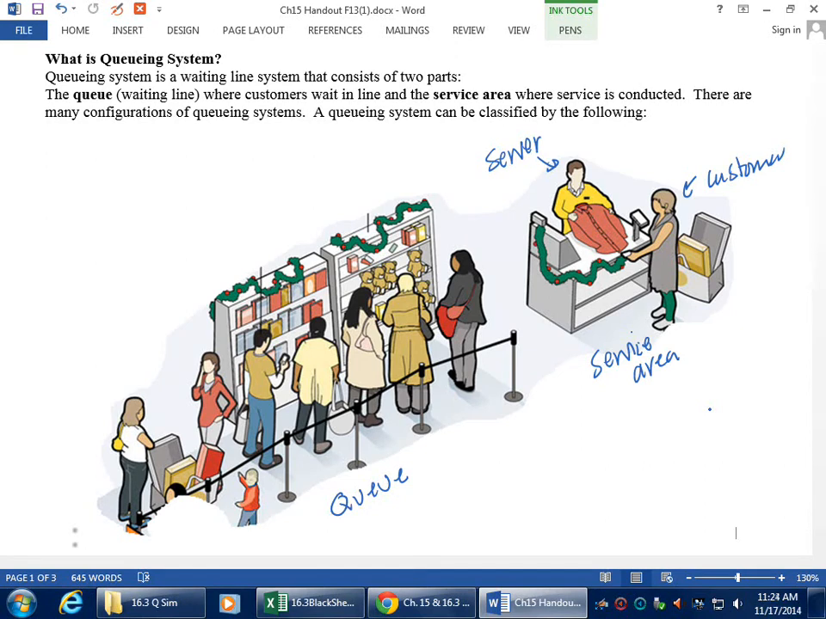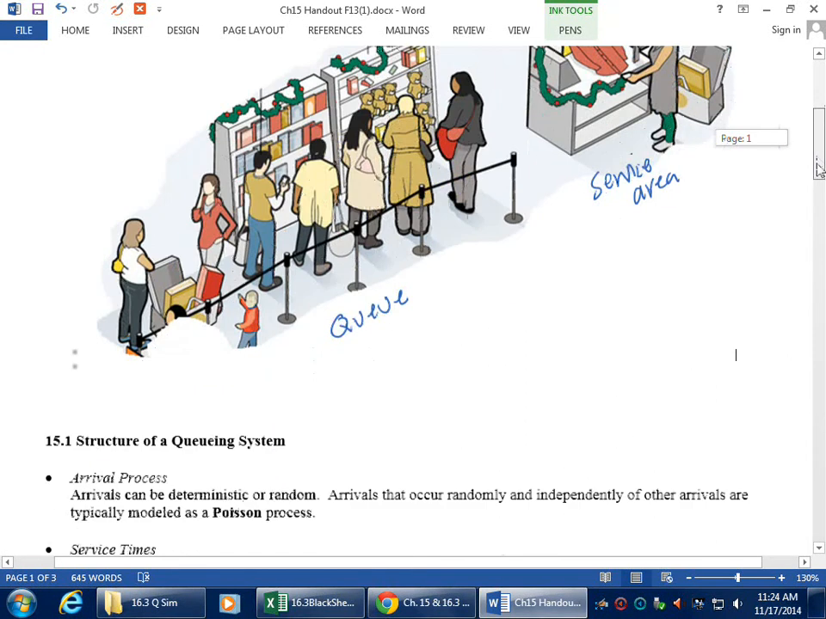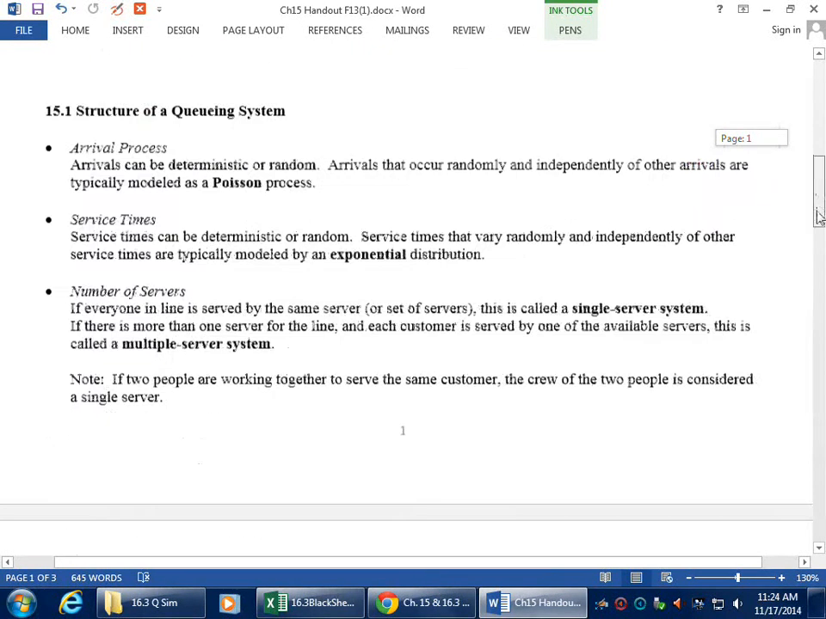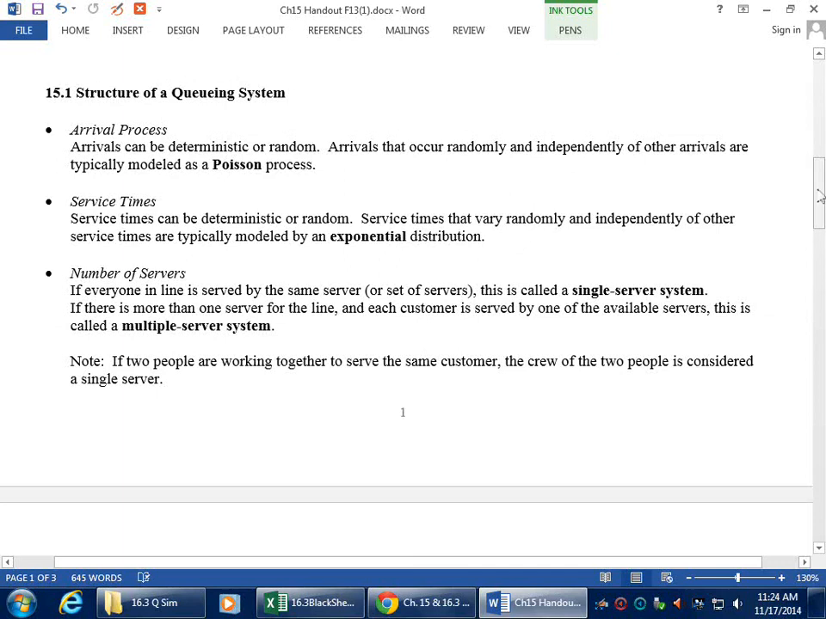So, money that is being kept in the bank vault is very closely related to inventory systems. Okay, and here's the structure of a queuing system. We talk about different kinds of queuing systems. There are different ways to distinguish the characteristics of queuing systems.